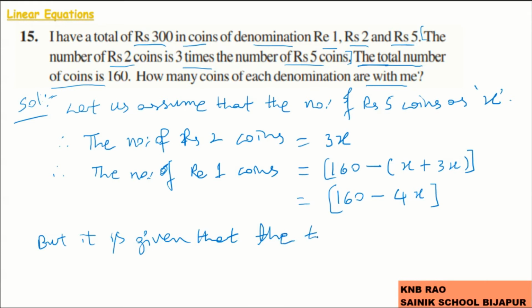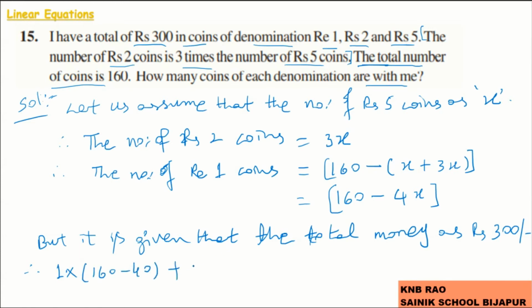the total money as rupees 300. That means 1 rupee into number of coins of 1 rupee plus 2 rupees into number of coins of 2 rupees plus 5 rupees into number of coins of 5 rupees put together form 300.